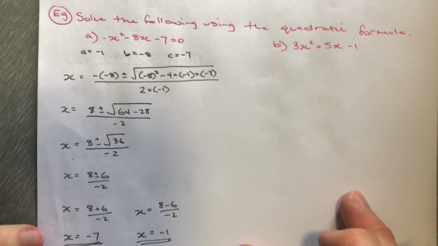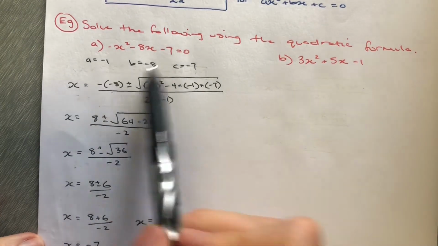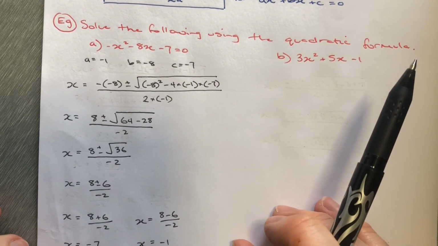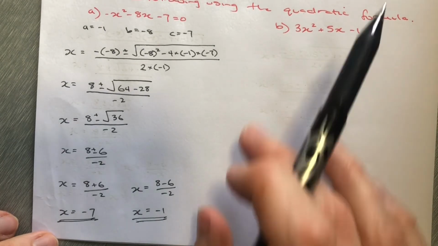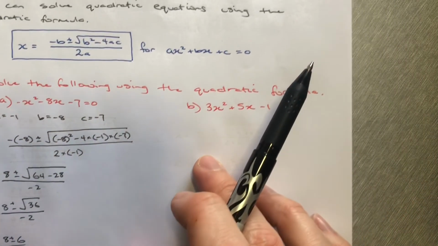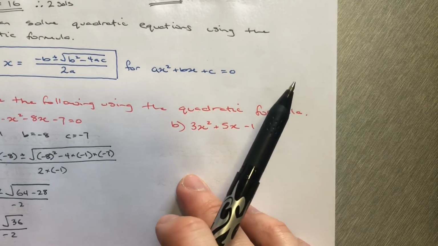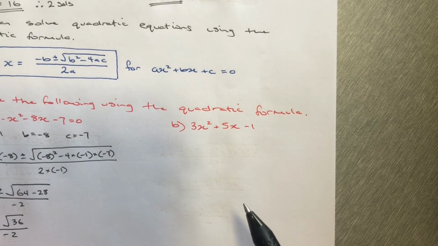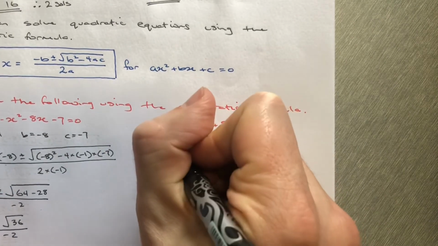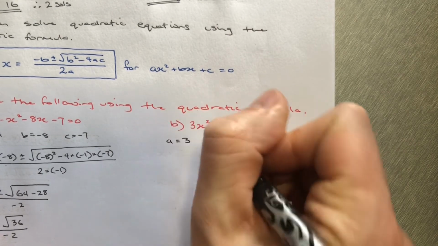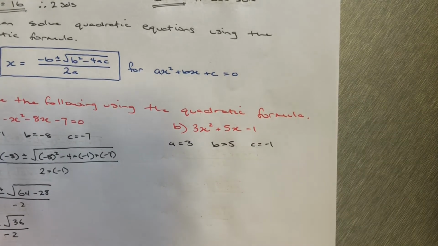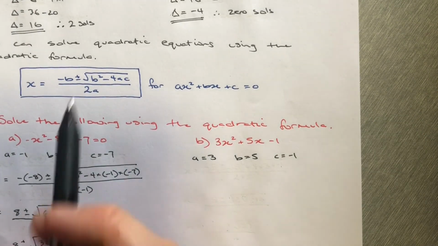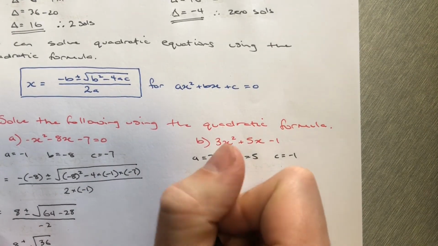So you may have been able to do the same thing just by factorising, and you'd end up finding the exact same answer as what we've got over here. Right, so let's go to the next one. Let's do it again. Firstly, we need to work out what A, B, and C are. So A is 3, B is 5, and C is minus 1. So let's put them into our rule here.